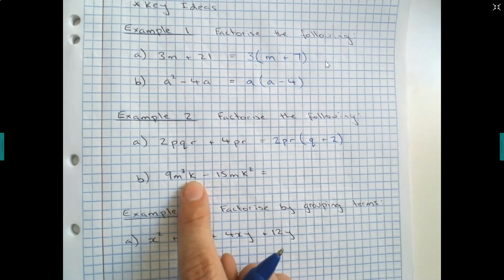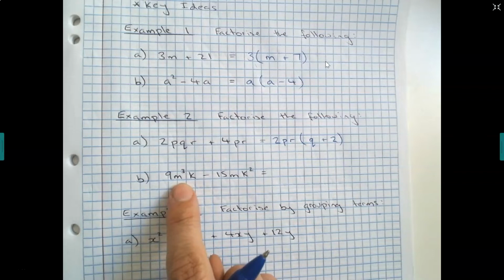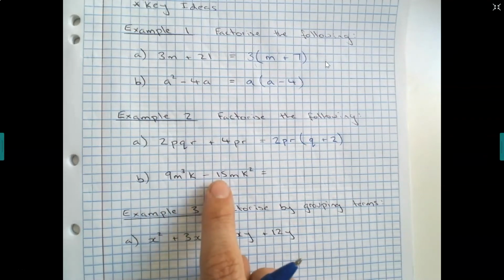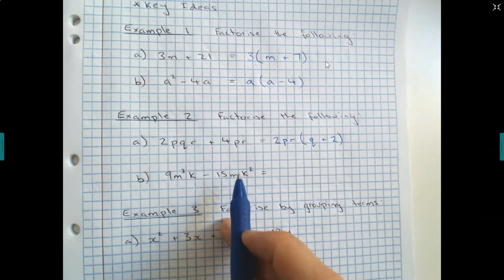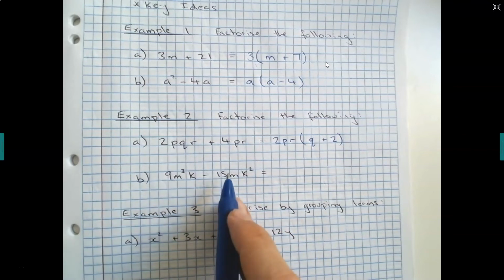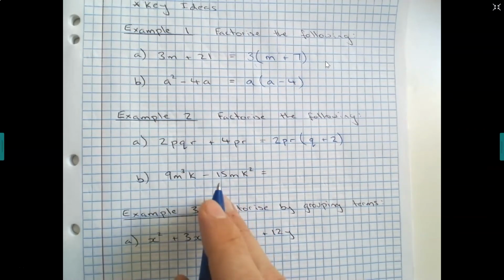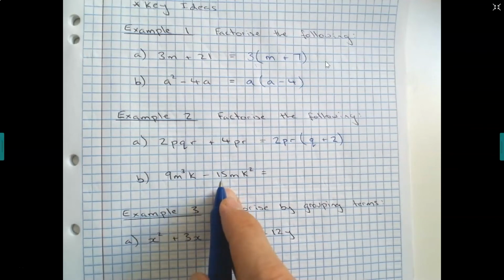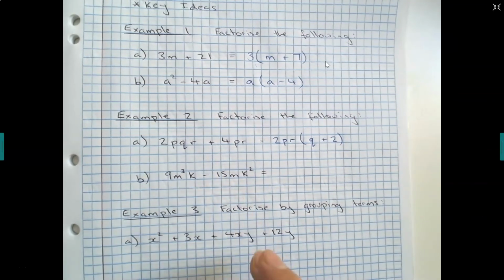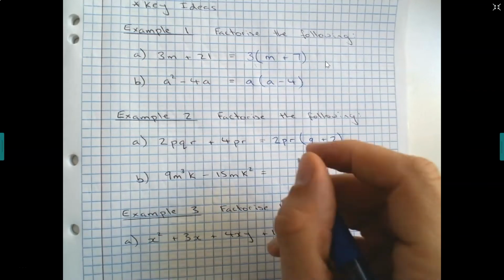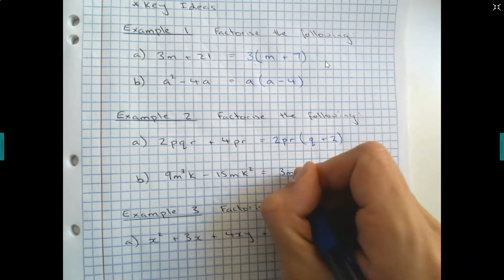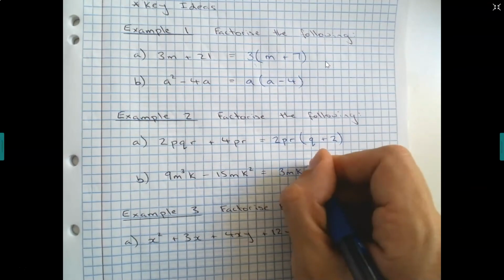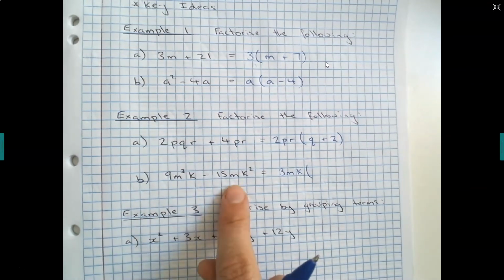Okay, next I have 9m to the power of 3 times k minus 15mk squared. Again, I'm looking for my highest common factor. I can see that there's a k, which is a factor of both. I can see that m is a factor of both. And I know that 3 is a factor of both 15 and 9. So keeping this in mind, I know that a factor of each of these terms is going to be 3mk. That's the highest common factor of these terms.